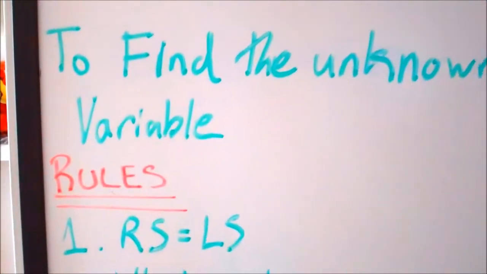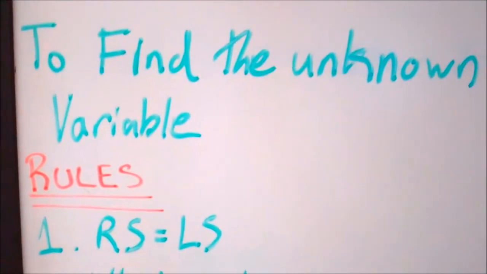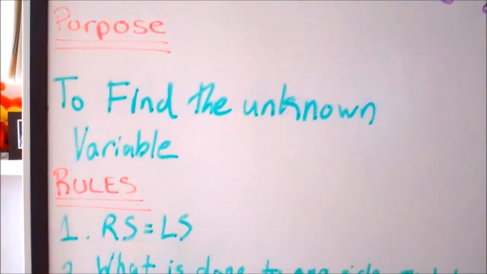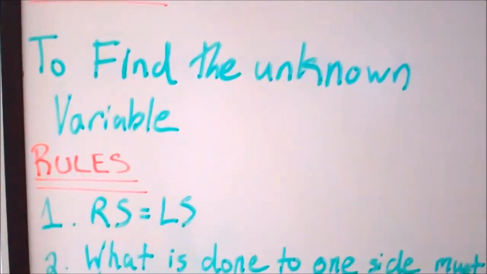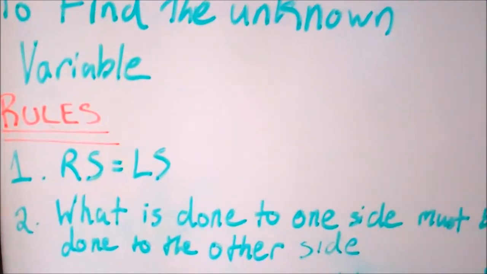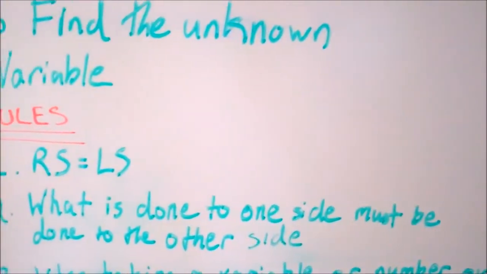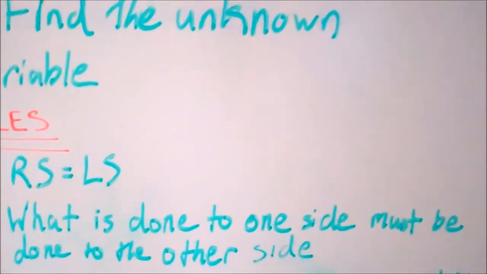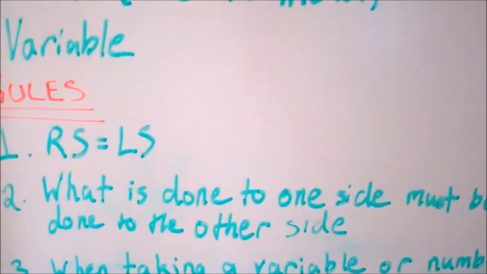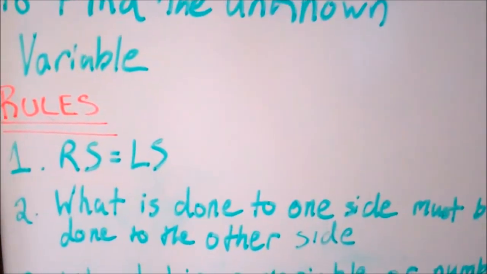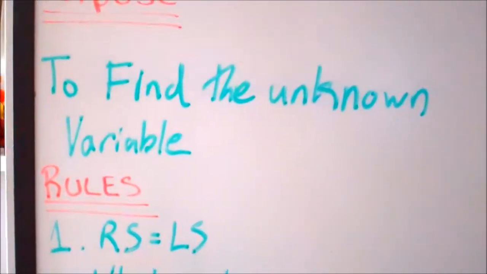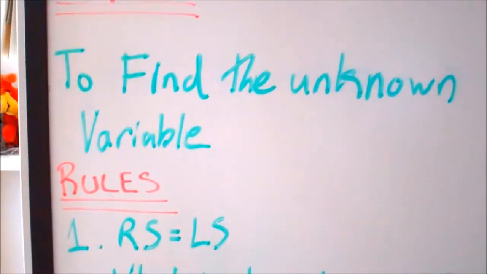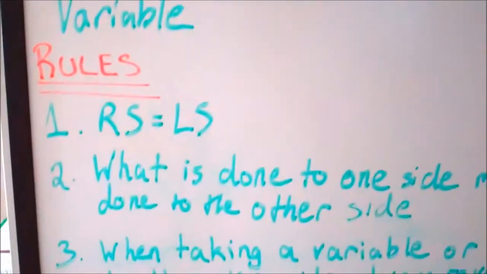First rule is that the right side must equal your left side. So, exactly what it states. Whatever you have on one side must equate to the other side. Rule number 2. What is done to one side must be done to the other side. So, if I happen to subtract 8 from one side, I must do the same to the other side. It refers back to rule number 1, where the right side must equal the left side.